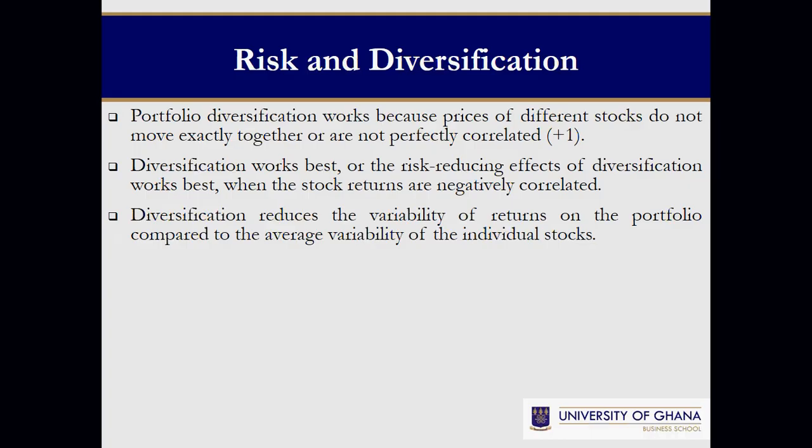So portfolio diversification works because prices of different stocks do not move exactly together or are not perfectly correlated. Diversification works best, or the risk-reducing effects of diversification work best, when stock returns are negatively correlated. This means that when one stock is going up, the other stock is coming down. That is where diversification works best. So diversification reduces the variability of returns on the portfolio compared to the average variability of individual stocks, right?